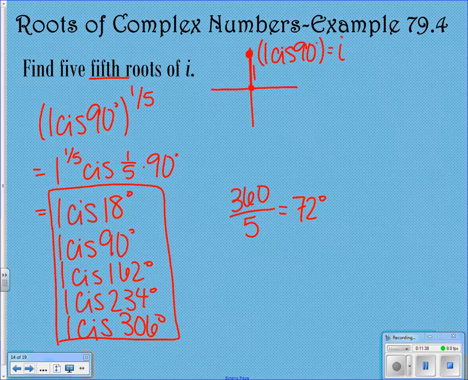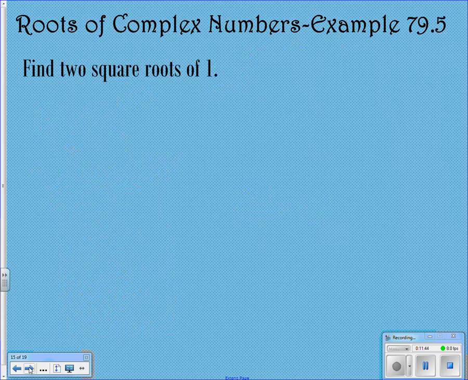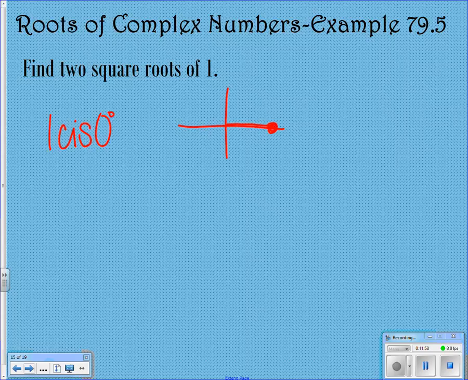Okay? So you have to put it into CIS form before you use De Moivre's theorem. Looking at the next one, find the 2 square roots of 1. Well, we have to put it in CIS form. If we graph 1, we're just going to go over here. And so that's going to be 1 CIS 0. And we're raising it to the 1/2 because we're taking the square root.